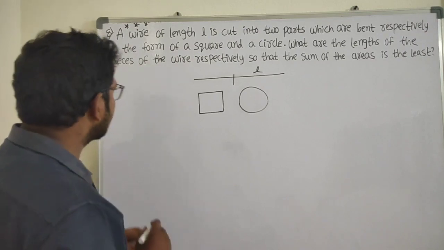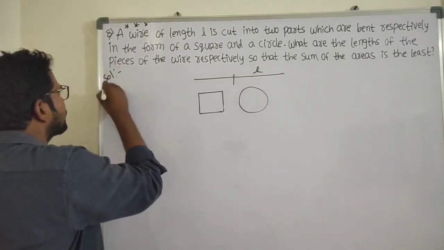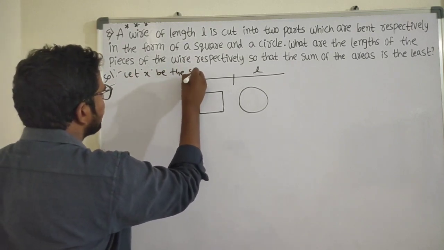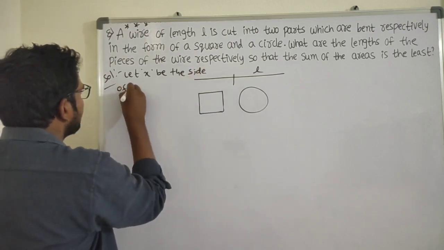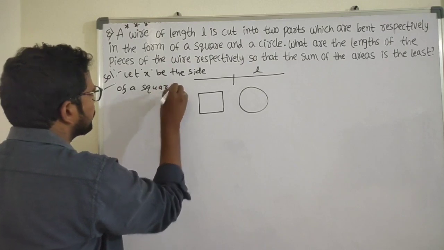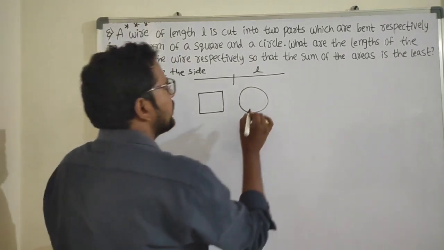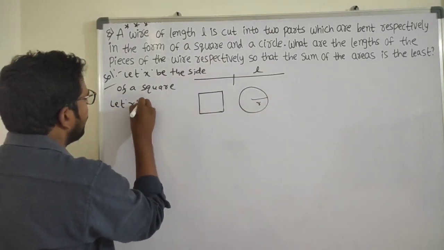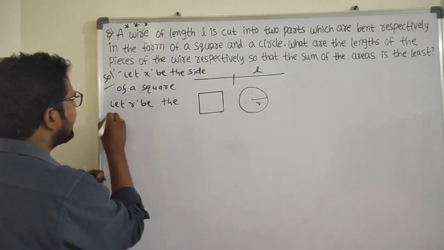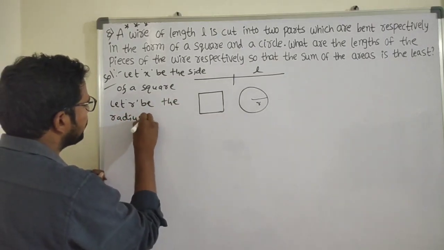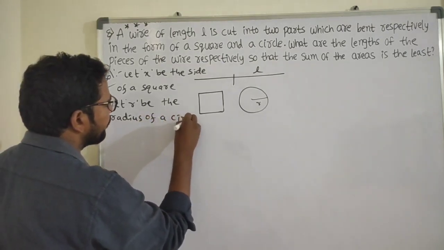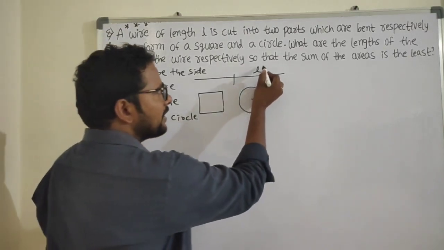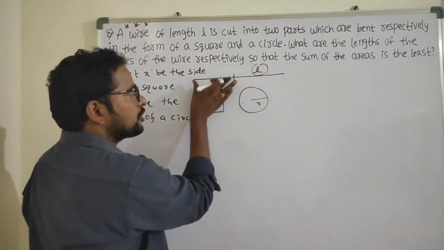First, take: let x be the side of a square. And here we have a circle, so take r as the radius. Let r be the radius of a circle. So total wire length L is equal to first part plus second part.